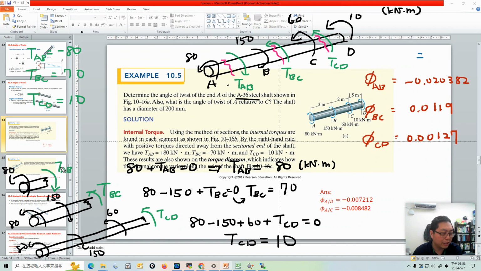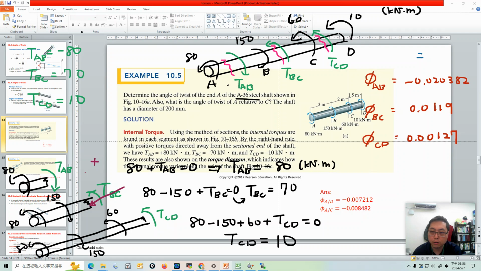Let's see here, TAB. The torque is here. You use the right hand rule, and you will find your thumb points out. Use the right hand rule, and your thumb points out of the bar, away from the bar. That means the angle of twist is positive. I need to draw this better.